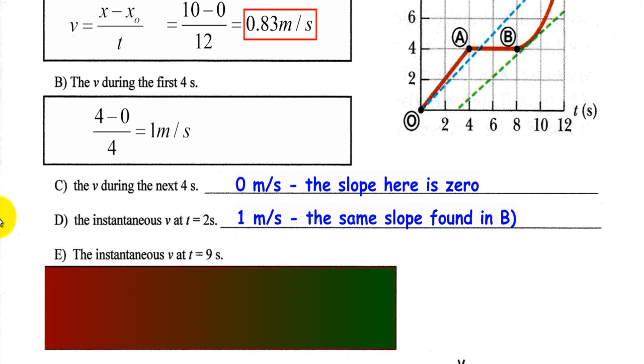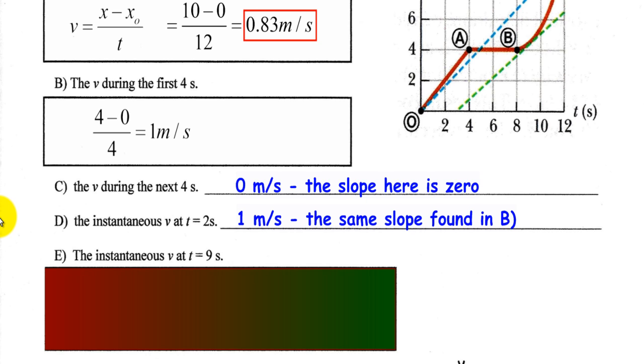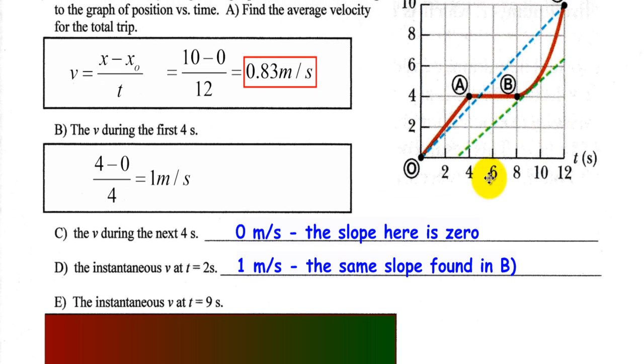The last part, part E, the instantaneous velocity at 9 seconds. So at 9 seconds, that's this green line. I'm trying to extend my tangent line, right?